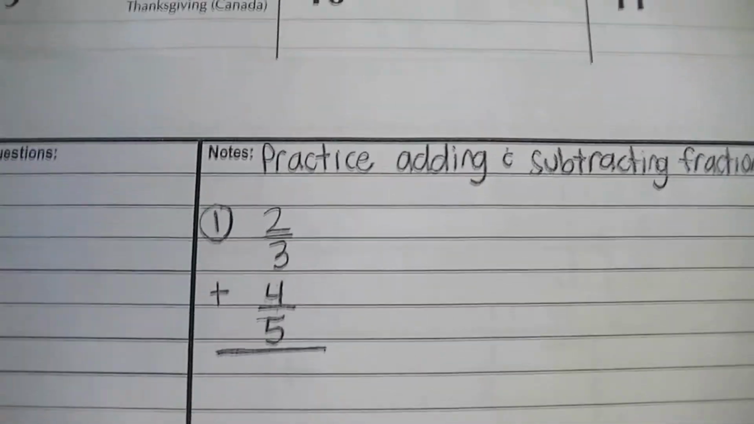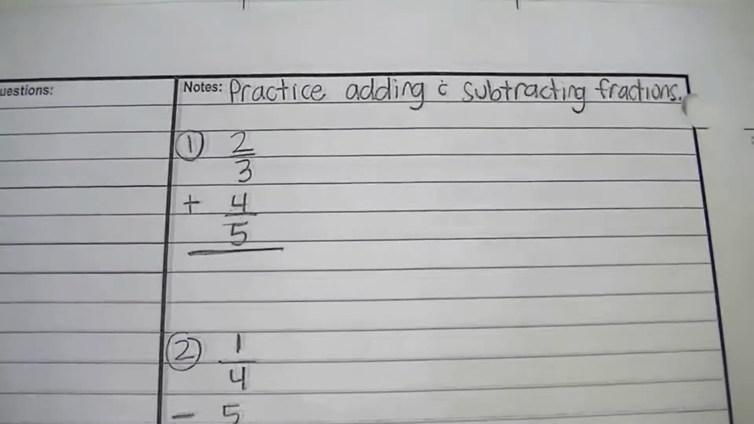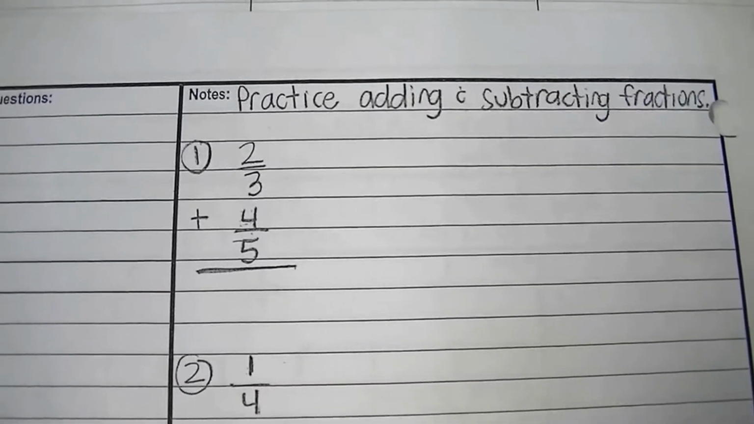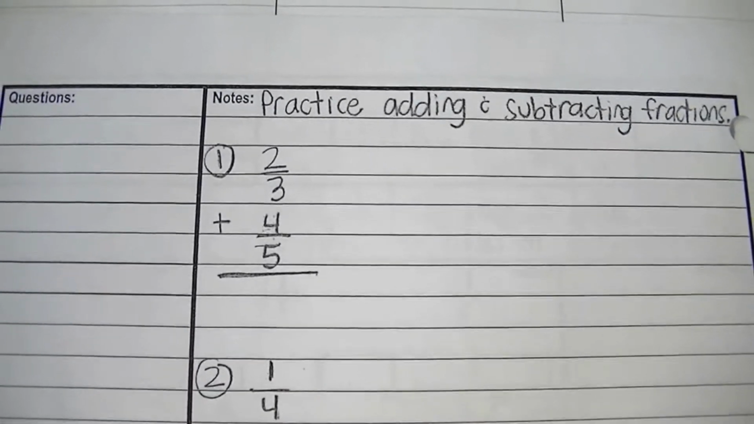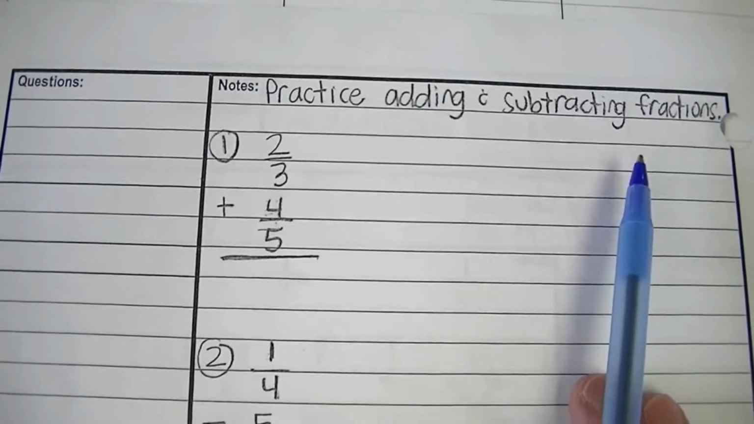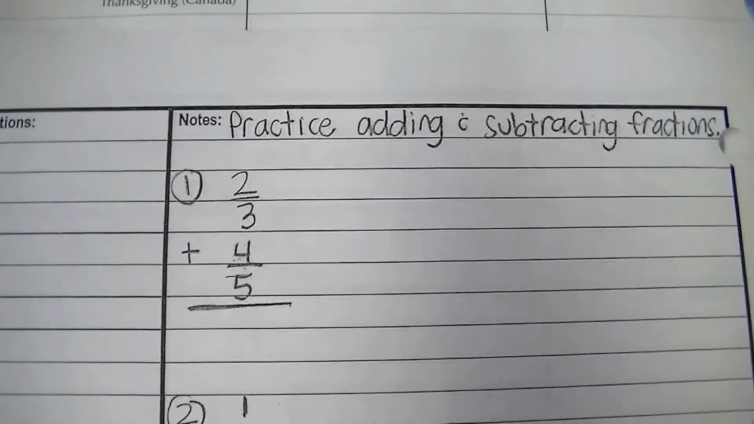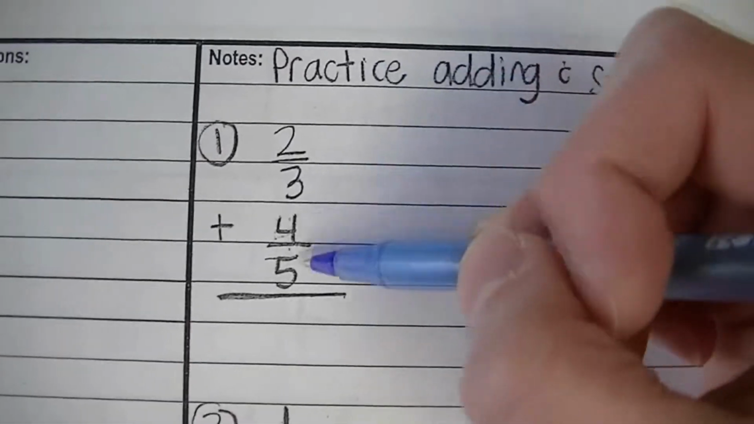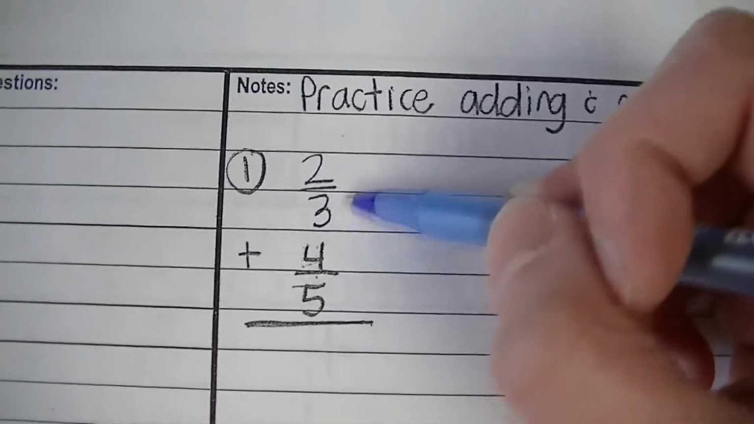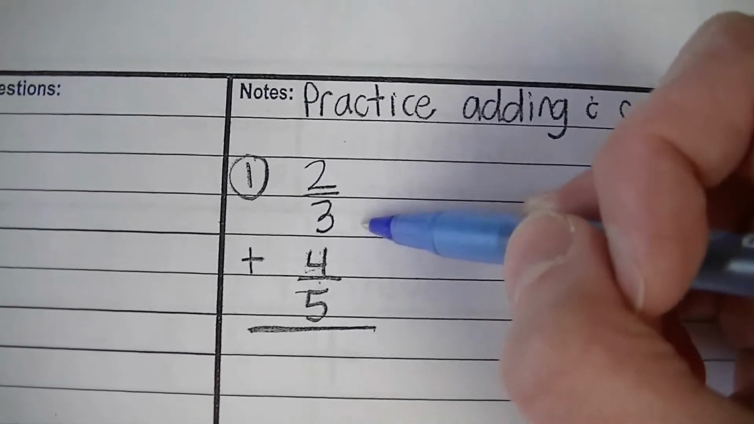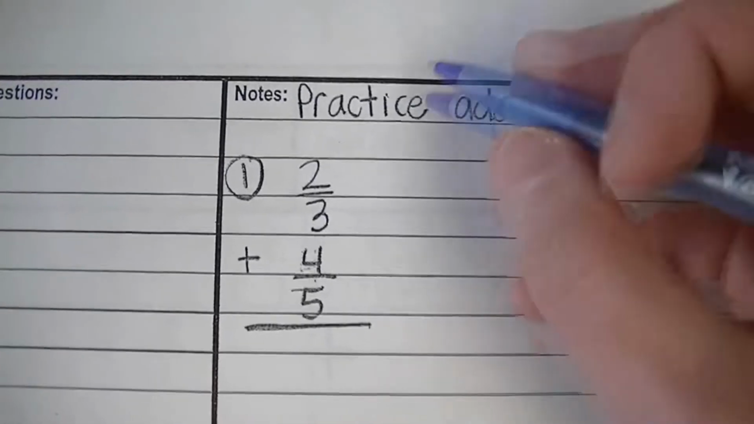The first problem says 2/3 plus 4/5. Remember, when you're adding and subtracting fractions, you need to come up with a common denominator so that they are the same size pieces, okay? So one fast way to do that is just to go 5 times 3. Well, 5 times 3 is 15, so I know that both of those denominators go into 15.